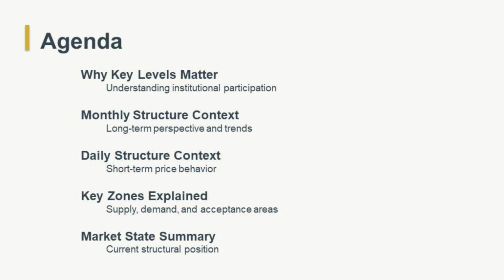Here's what we'll cover today. First, we'll understand why key levels and zones matter. Then we'll look at the monthly structure, followed by the daily chart context. We'll identify important supply, demand, and acceptance zones, and finally summarize the current market state.